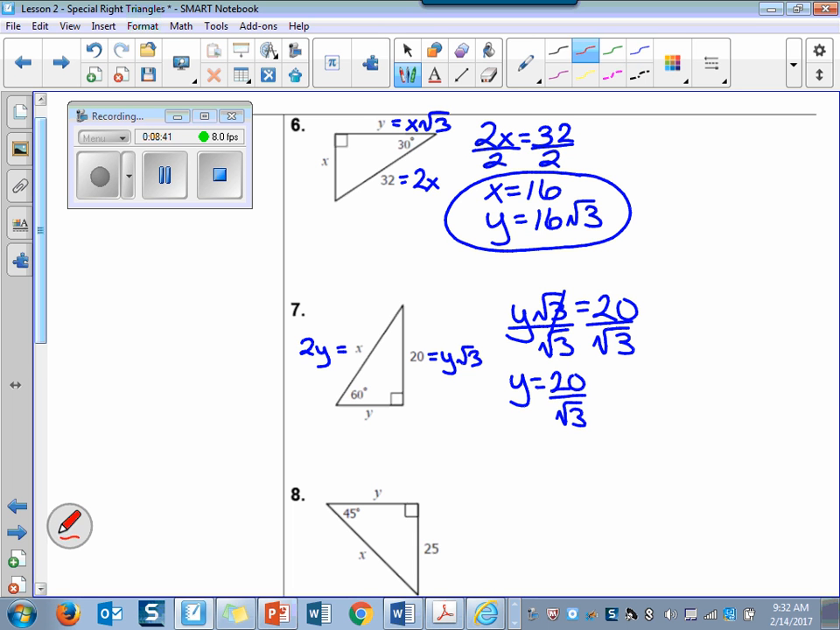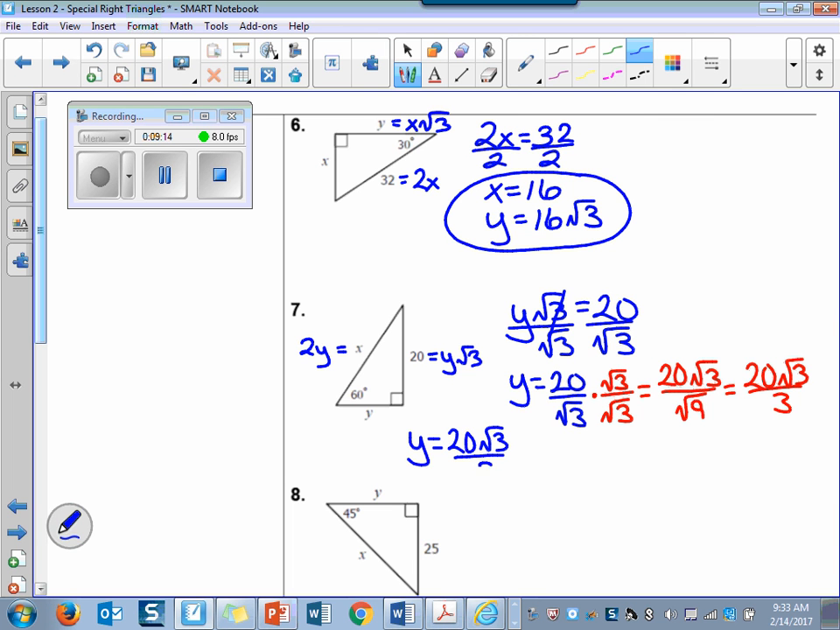We are violating that third radical rule, so we have to rationalize the denominator by multiplying by the square root of 3 over 3. That's 20 times the square root of 3 over the square root of 9, which is 20 square root of 3 over 3. Now, can I simplify 20/3? The answer is no. So I have found my y value. My y value is 20 square root of 3 over 3.